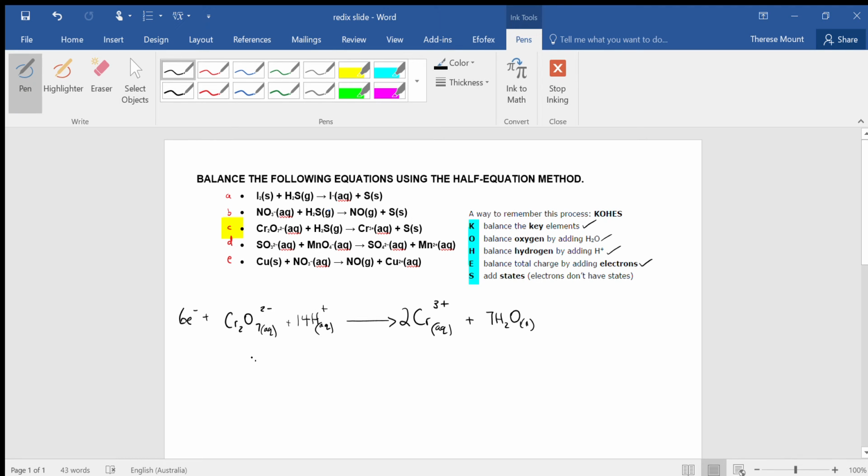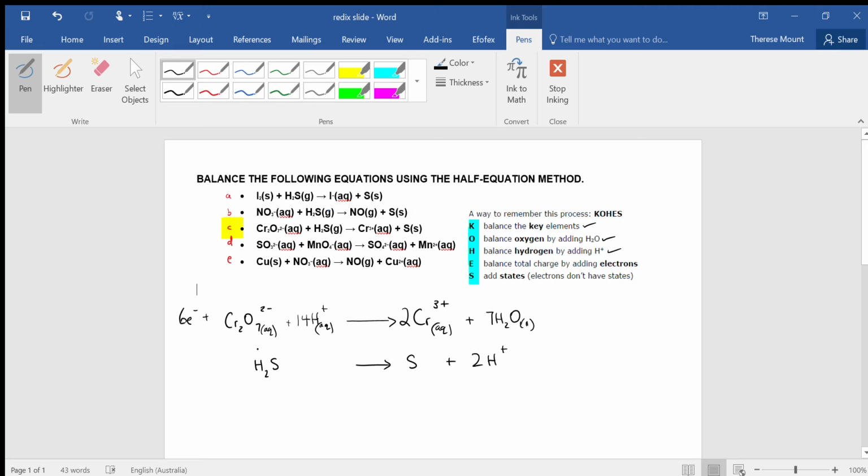Skeletal equation: I've got H2S going to S, sulfur. So I'm going to go through these COHES steps again. Balance the key elements: sulfur here, 1 and 1, that's all good. Balance oxygen by adding H2O. Well, I don't have any oxygen, so that's okay. Balance hydrogen: 2 hydrogen on that side, so I need to add 2 H+ to this side. That's good. And balance total charge by adding electrons.